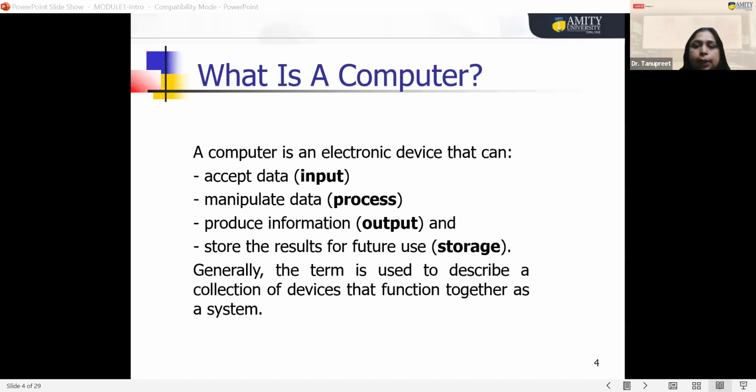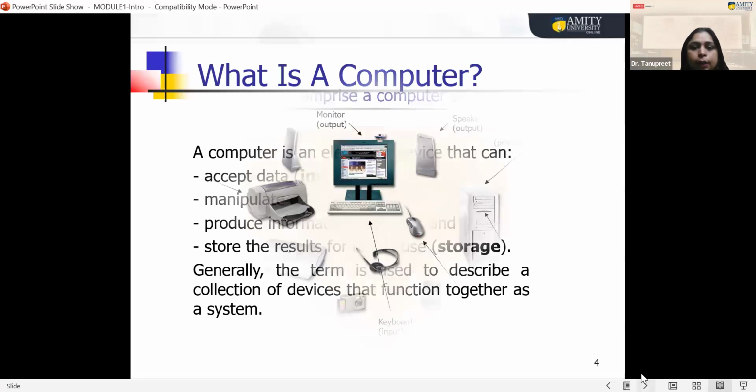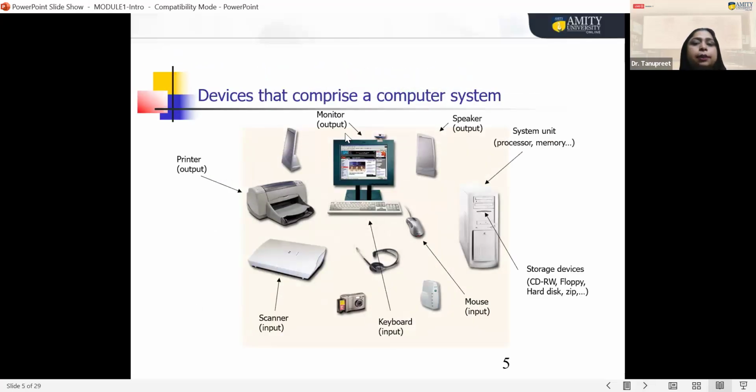Now, coming to the next slide, let's understand what are the different parts of a computer. You can see the different parts of the computer here. These are some parts which we can segregate as the input devices and the output devices.